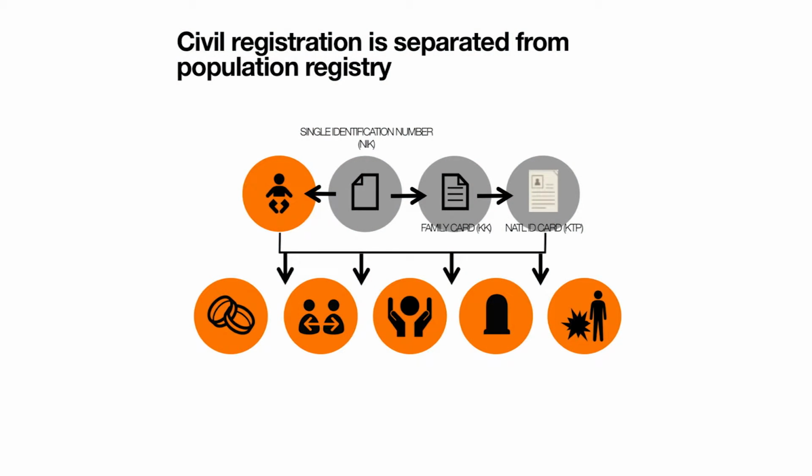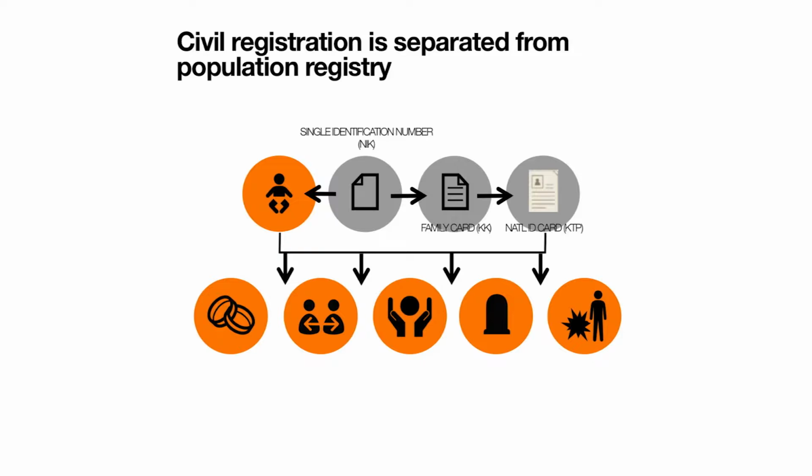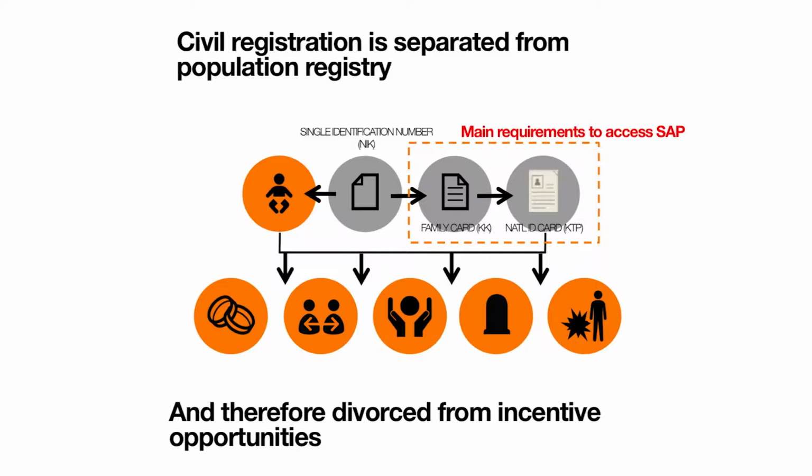Okay, to add to the complication, the civil registration is separated from the population registry. So the system that creates a single identification number, maybe it's the same as the social security number here, is completely separated from the civil registration system. This population registry issues your single identification number as a citizen. It then issues a family card for you and a national ID card for those over 17 years old. The unfortunate thing about this is that these last two documents are the main requirements to access social assistance programs.